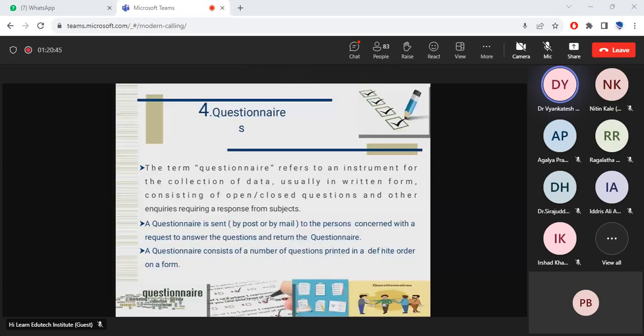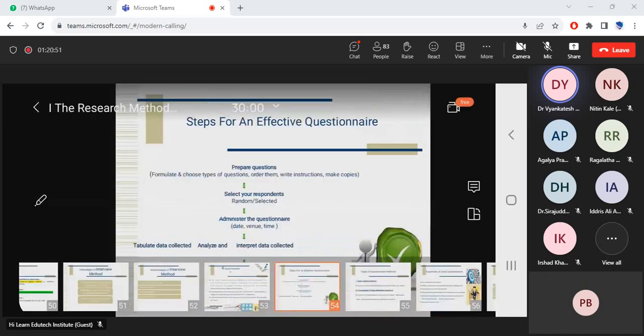So steps of effective questionnaire: prepare questions, format choice and questions, order them and write instructions, make copies. Selection of respondents, random or selected samples, administer the questions, date, time and venue, and data collected, analyze and interpret data, whatever we collected. So these are the effective questionnaire pattern: prepare questions, format choice, type, order them in a proper right manner, instrumentation, make copies, select the respondent, random or selected, administer the questions, date, time and venue, evaluate the collected data, analyze them and interpret the data whatever we collected.